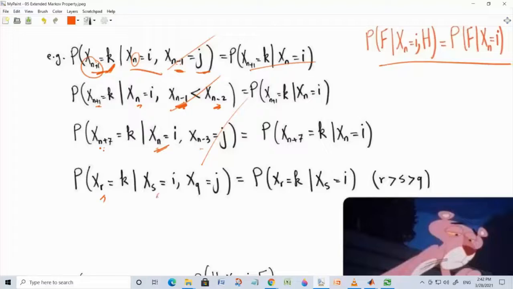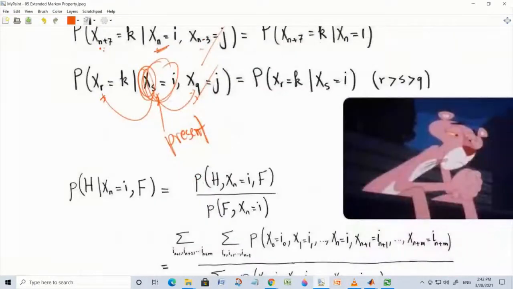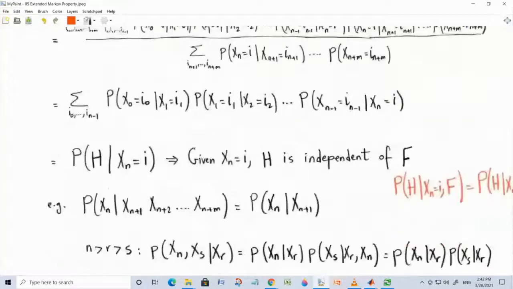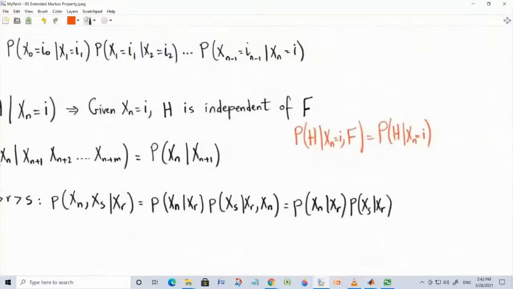x of r, x of s, x of q, where r is greater than s, and s is greater than q. So this is sort of the present. And you can just eliminate this one, right? You can also show, I will leave it to you, you can also show that basically this one is also true.